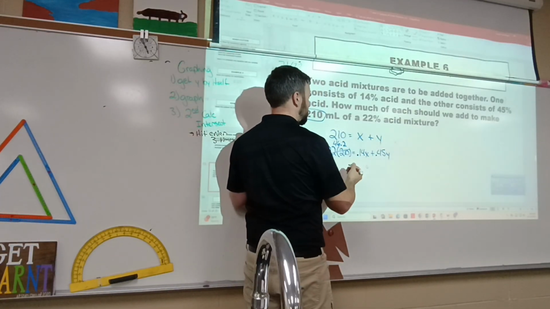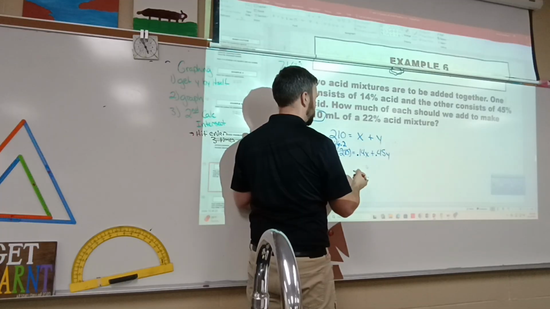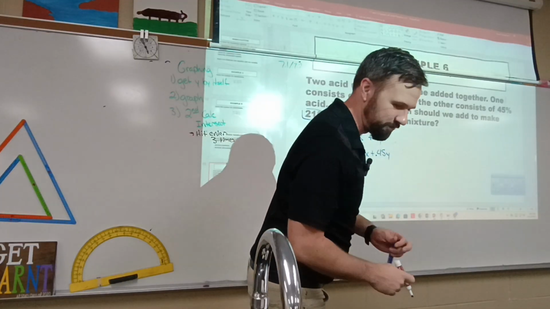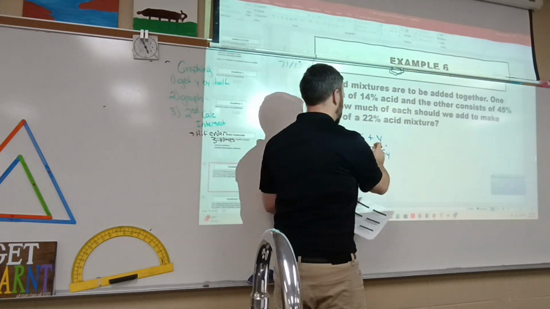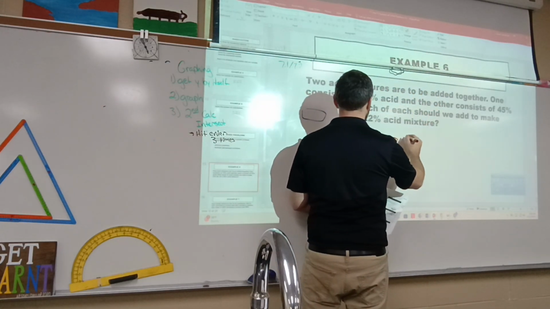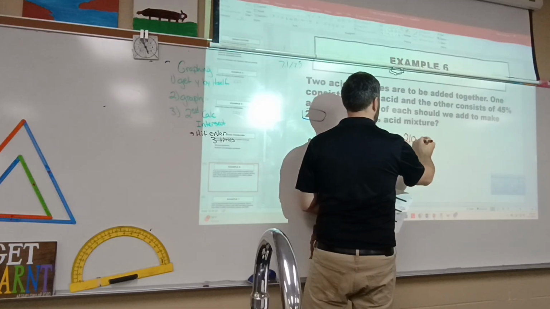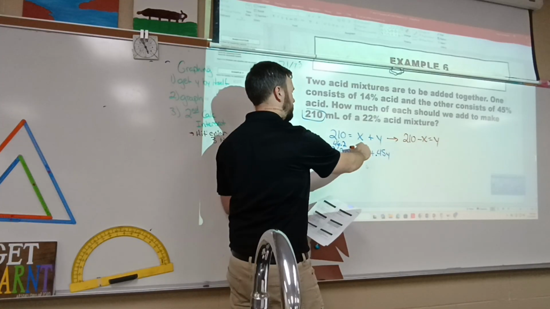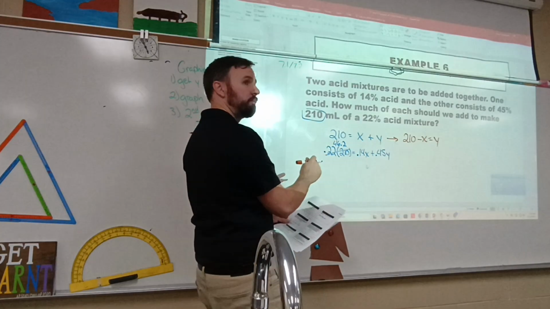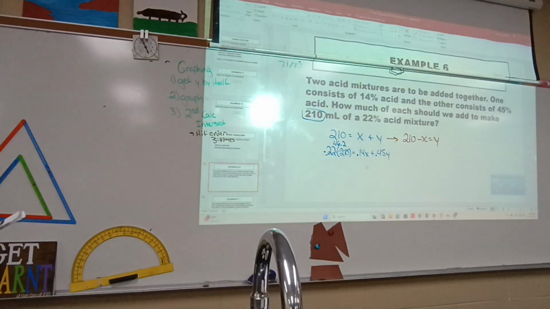Which variable do you want to get by itself? Y? Wait, what do I do? How about I do it the way I did in my notes? I got Y by itself. So can I change this to 210 minus X equals Y? Right? Subtract the X over. Can I do that?